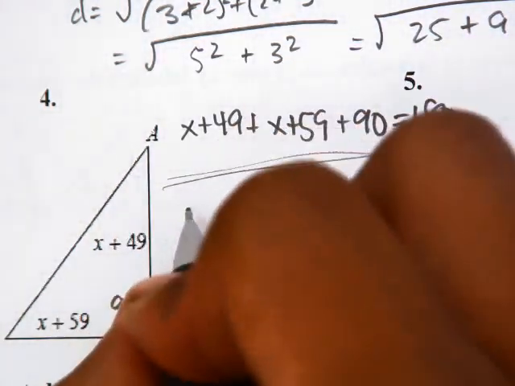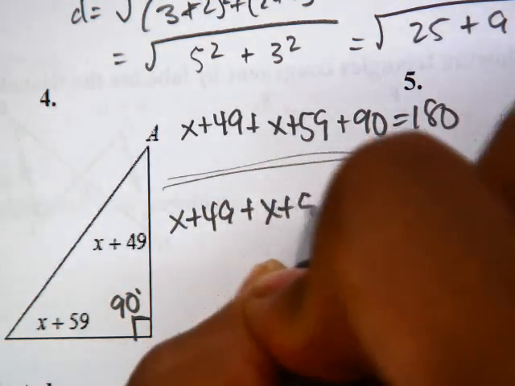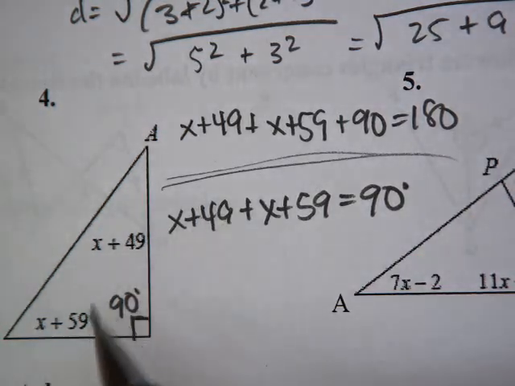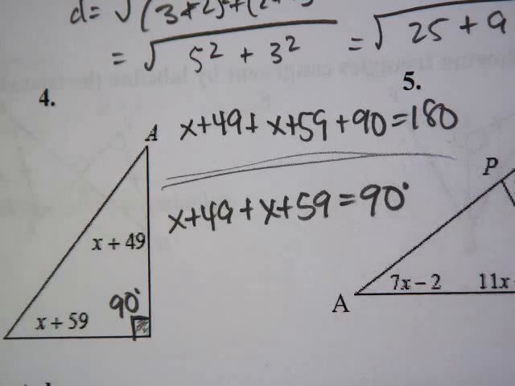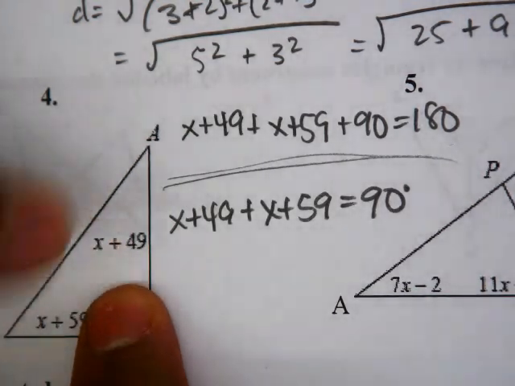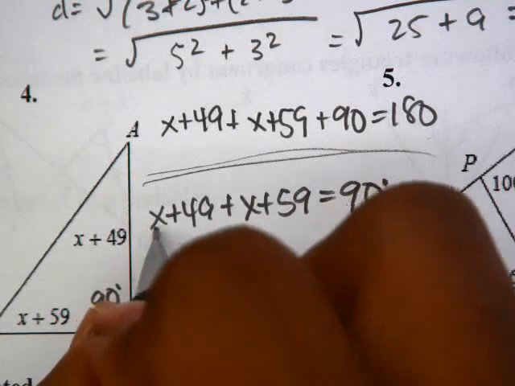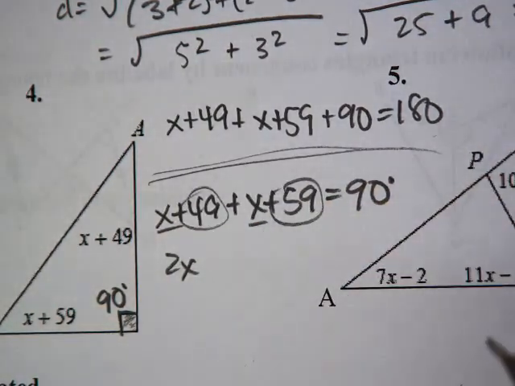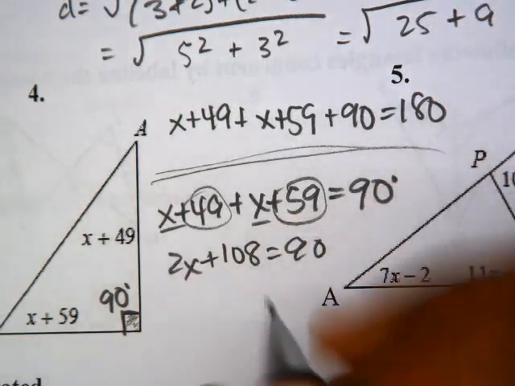Another way I could do this is that I could just go x plus 49 plus x plus 59 and now have that equal to 90 degrees. Because this right angle already used up 90 of that 180 degrees. So these two have to be complementary. These two have to add up to the other 90. x and x make 2x. 49 and 59 make 108 equals 90.